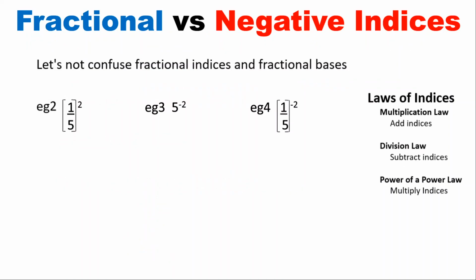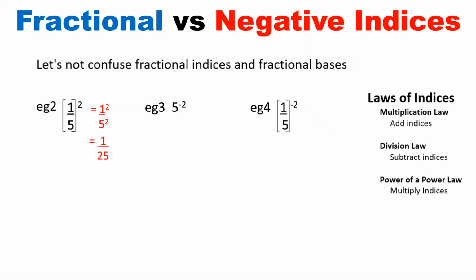Very often, students confuse fractional indices with negative indices, because negative indices bring about the reciprocal of the base. That's 1 divided by the base. So let's not confuse fractional indices with fractional bases. So for example 2, here, 1/5 to the power of 2. We can have a base that is a fraction, and if that fraction is in brackets and it has a power, that power affects both the numerator of the fraction and the denominator of the fraction. So that would be 1 squared over 5 squared, which is 1 over 25.